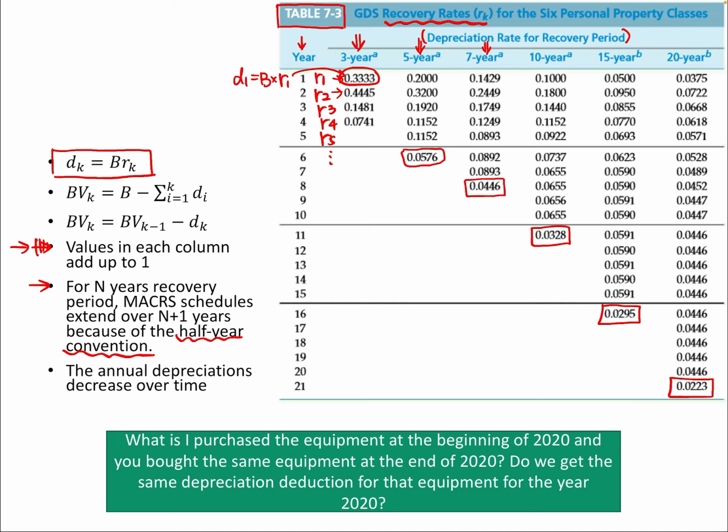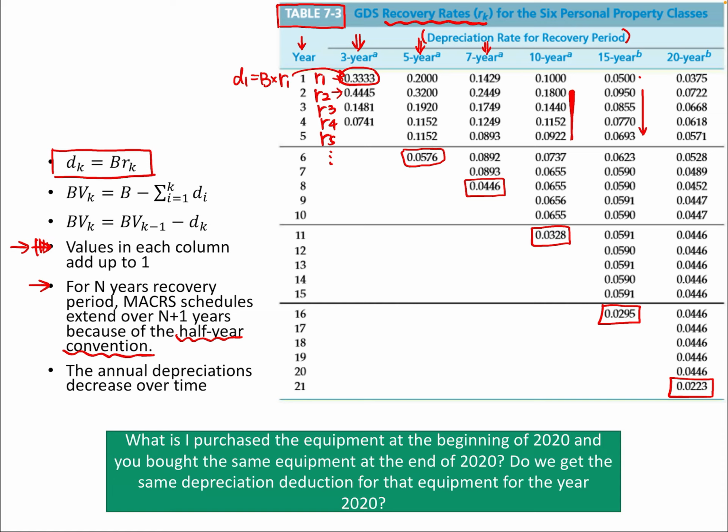And the annual depreciations decrease over time. Because you can see that the rate is decreasing, right? It starts from a higher value, and then it goes down to a lower value. Except the first year. You can tell that the first year's depreciation rate, the R, is smaller than the second year. Why? So, strange things about this table.